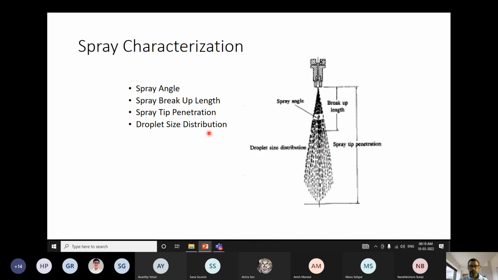Droplet size distribution. When atomization takes place, when the fuel is disintegrated into small droplets, what is the droplet size? What is the droplet size at the different cross sections of the jet, or even at one cross-sectional area? How does the droplet size vary with the radial distance from the axis of the jet?